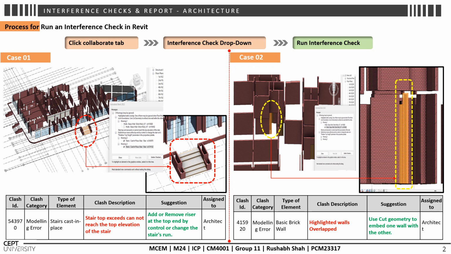After receiving the report, I identify clashes in architectural, structural and MEPF, especially in the architectural and structural disciplines. The clashes identified are the stair cast in place, where the stair top exit cannot reach the top elevation of the stair. For this we also give suggestions to the assigned person, the architect. The second clash is a basic brick wall overlap, for which we also give a suggestion.